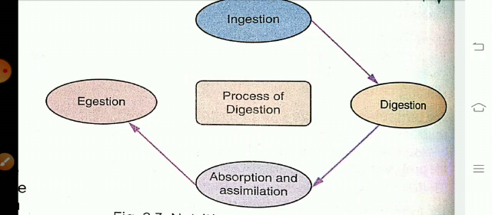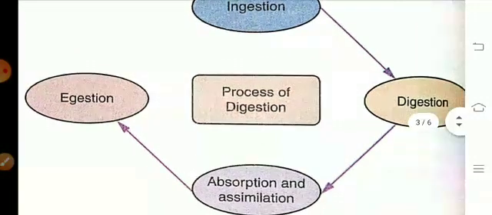Okay. Second is digestion. The ingested food is swallowed and enters the alimentary canal. Digestion is the mechanical and chemical breakdown of food into simple soluble substances. And third process, absorption. The digested food is then taken up by the circulatory system and carried to the cells of the body. This process is called absorption. And fourth process is assimilation. Okay, the absorbed food is used by the body to generate energy.